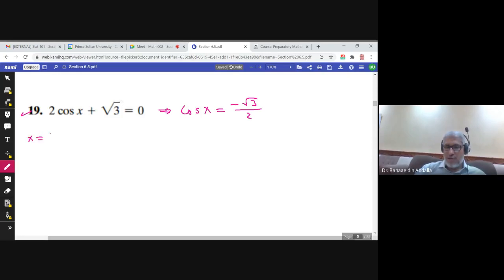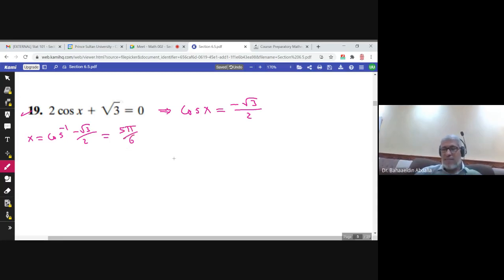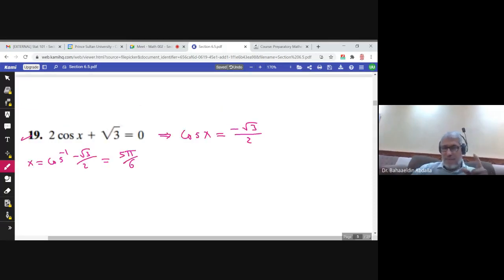I need to use the calculator, but the calculator will give me only one solution. So get that solution: cosine inverse of negative square root of 3 over 2. Be sure that you are in the radian mode. The calculator says 5 pi over 6. Put in your mind that I am not interested in 5 pi over 6. I am using the calculator to find the reference angle.